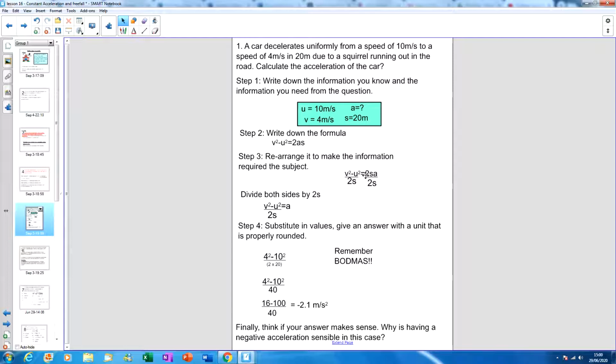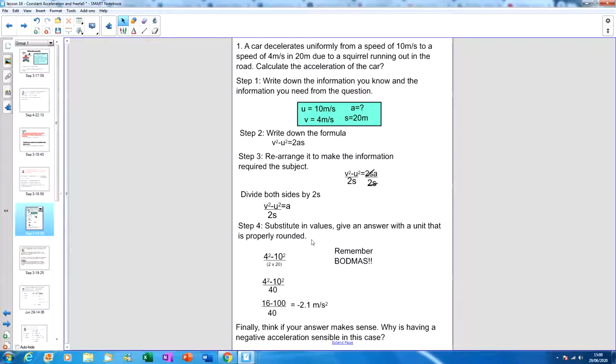Then on the right hand side of the equation I've got 2s on the top and 2s on the bottom, and if you divide something by itself you get 1, and if you times a by 1 you can ignore it. So the two s expressions on the right hand side, the denominator and numerator, will cancel, and so that's how you get a is equal to v squared minus u squared over 2s.